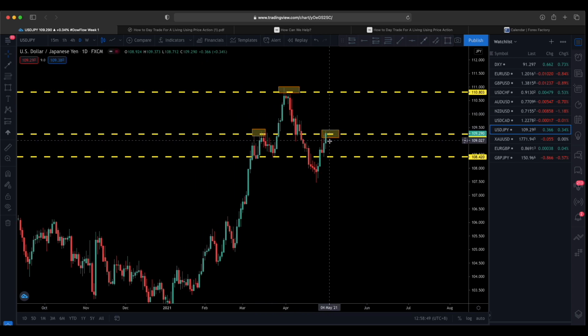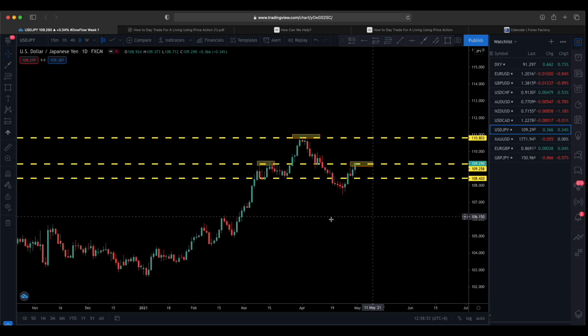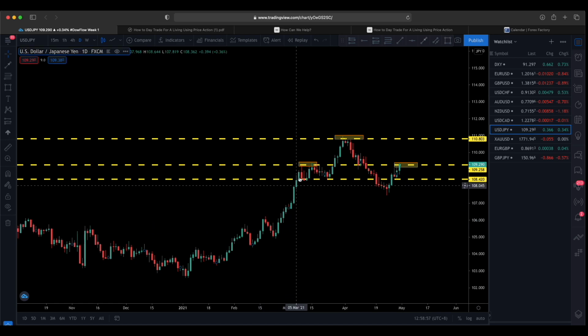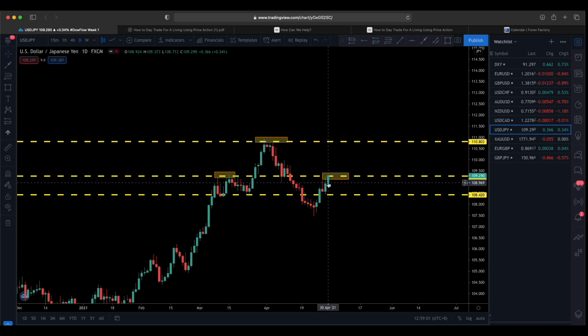Okay, but one thing to note is that the bigger picture, the bigger trend, is a very clear uptrend. Okay, you have a high, you have a low, higher high, higher low, higher high, higher low, higher high. So it's a very clear uptrend, but right now it seems like you are at resistance.